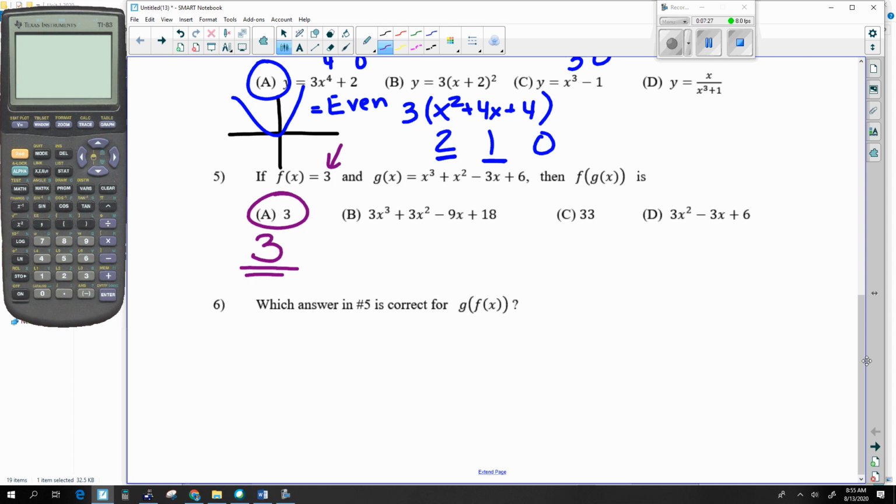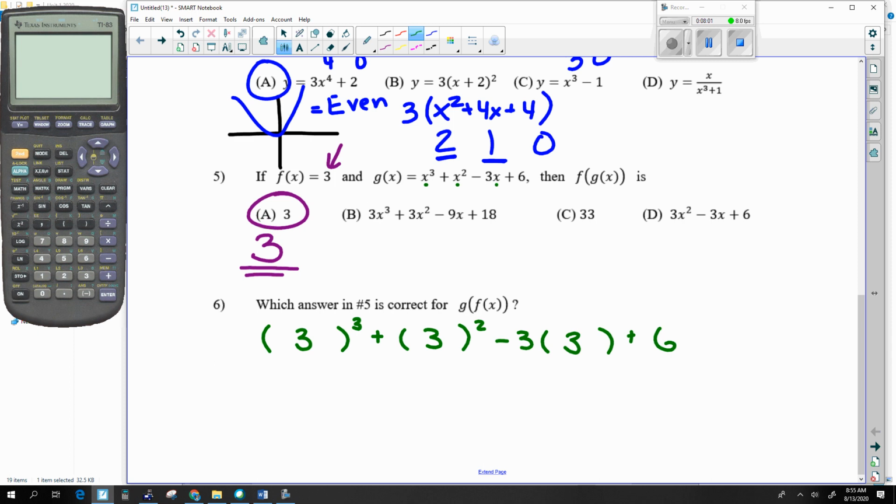All right, so number 6 is the beast. So I spoke too soon. Here we go. G of f of x. So G is the big equation, and inside G, I put f. So f has to go in for every single one of these x's in the equation. So f is the number 3. So this one isn't that bad.